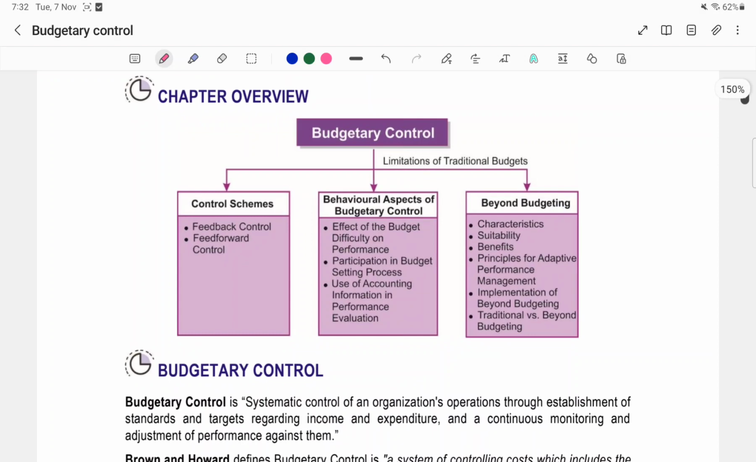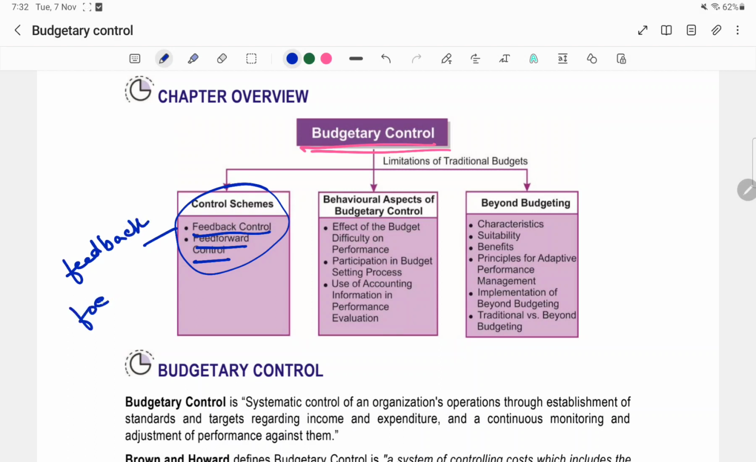So first we'll see the overview. The overview is given as follows. In budgetary control, there are two control schemes, that is the feedback control and the feed forward control. So you might be aware, one is the feedback and one is the feed forward. The name itself suggests one is the back one and one is the forward one.